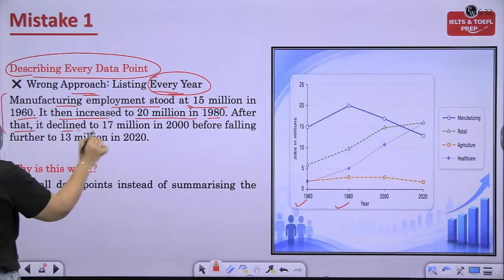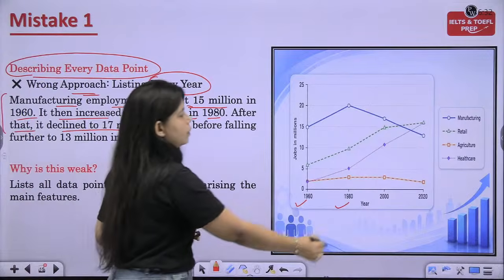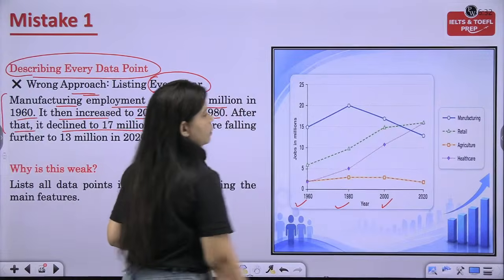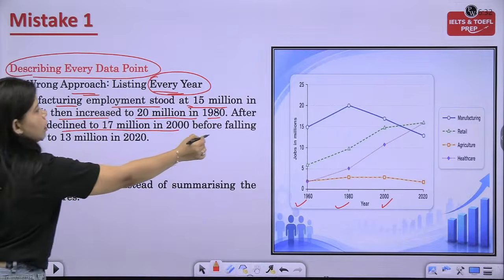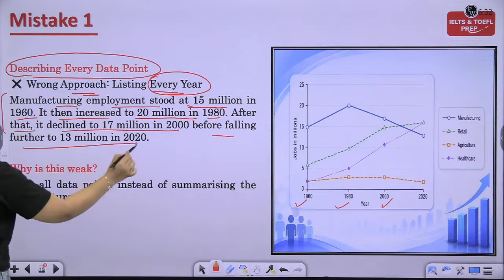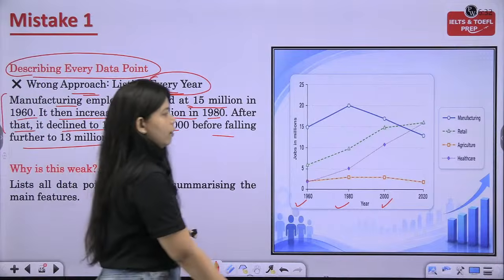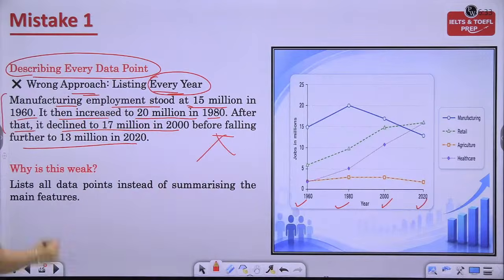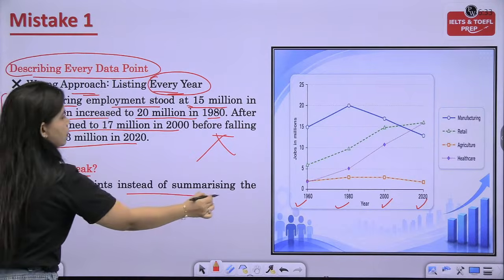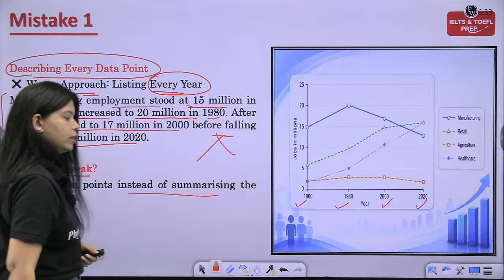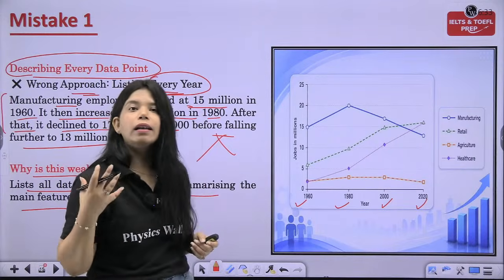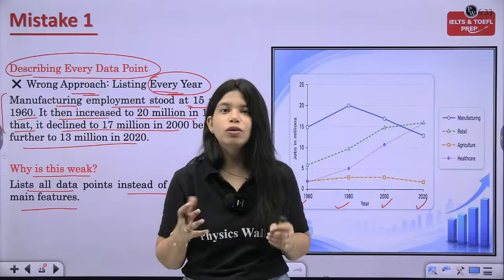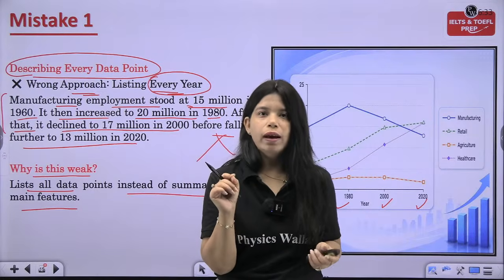After that, it declined to 17 million in 2000. 2000, 17 million, that is also mentioned. Before falling further to 13 million in 2020. And finally, we are mentioning 2020. Wrong approach. Why is this weak? It lists all data points instead of summarizing the main features. The question is clearly telling you summarize the main features, not all. That is why it is weak.